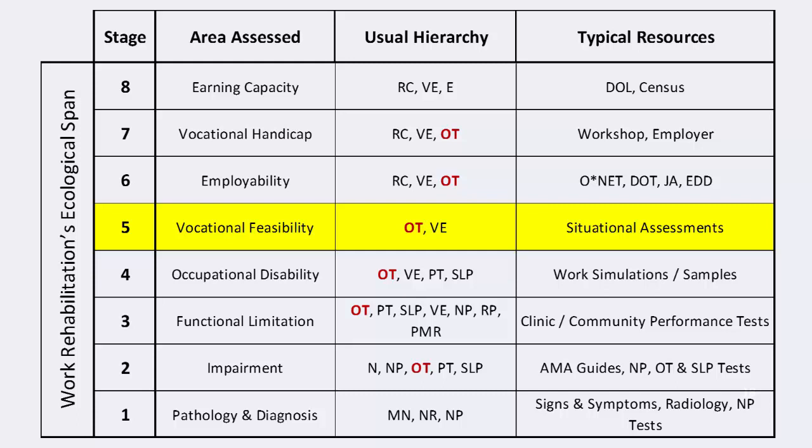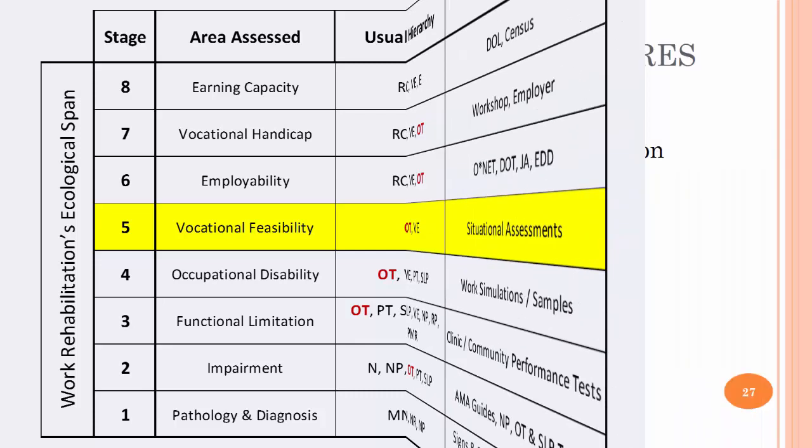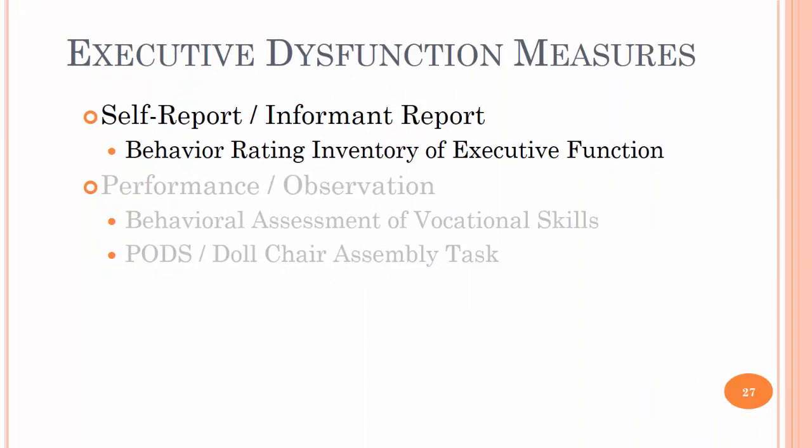They use situational assessments, sometimes in a clinic, sometimes in an office environment, sometimes in an industrial environment, to evaluate executive function and dysfunction. What occupational therapists are doing as they provide leadership to the team across stage 3, 4, and 5 is setting the stage for looking at employability, vocational handicap, and ultimately earning capacity of the worker. Let's take a look at 3 executive dysfunction measures in a real case study.